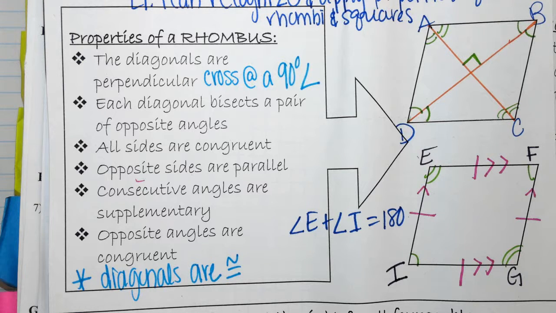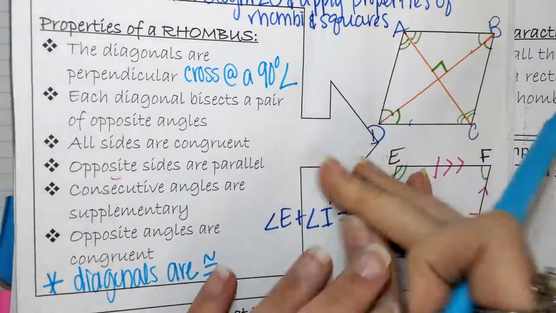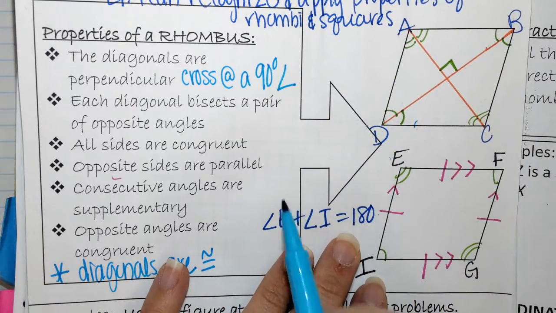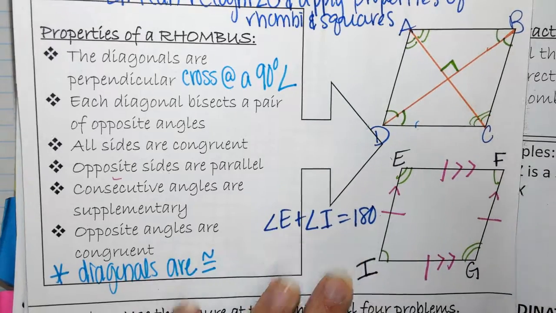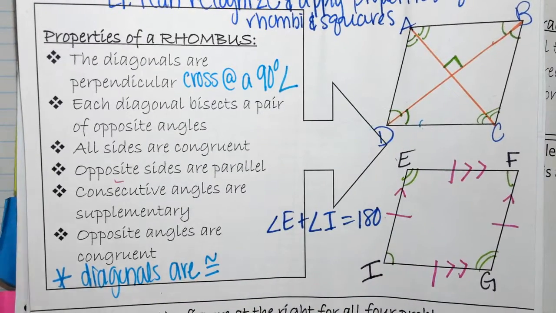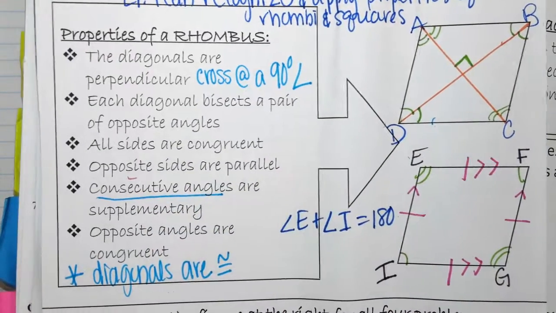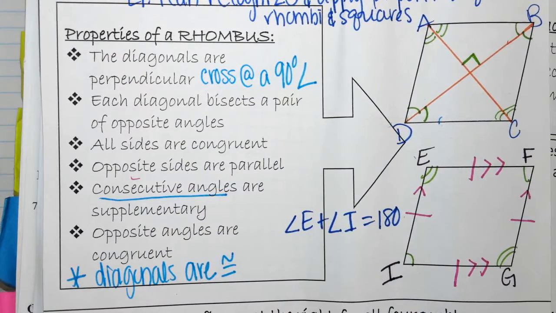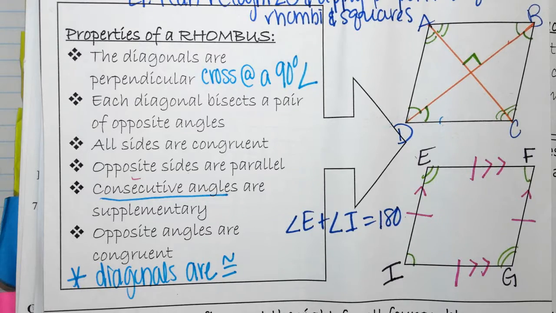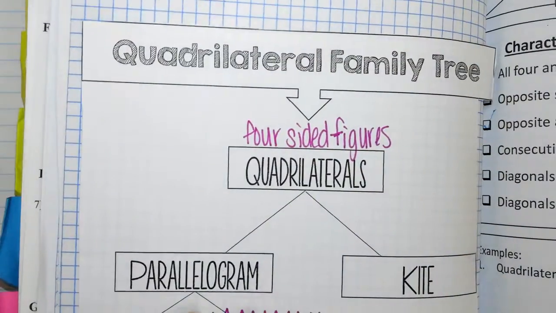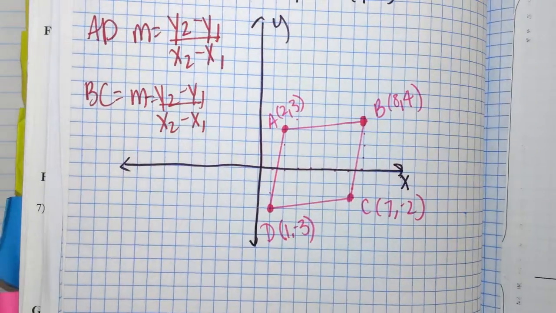What do consecutive angles mean? Next to each other. Take a point. So give me an example of consecutive angles in rhombus ABCD. AB and BC. Good. And what do we know about consecutive angles? They're supplementary. So what does that mean? Good. And opposite angles are? Congruent. Now flip back for me onto page 39A.